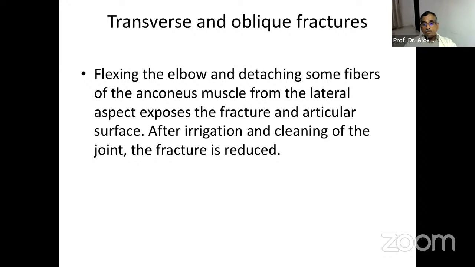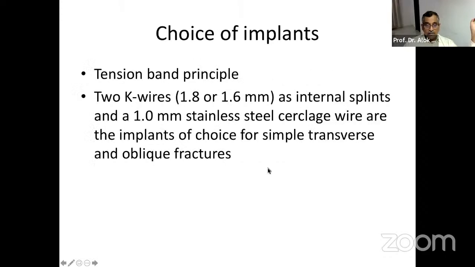Sometimes you can flex the elbow and detach some of the fibers of the anconeus muscle from the lateral axis, so that the fracture and articular surface is open under vision. After irrigation and cleaning the joint, then you go for the reduction of the fracture.